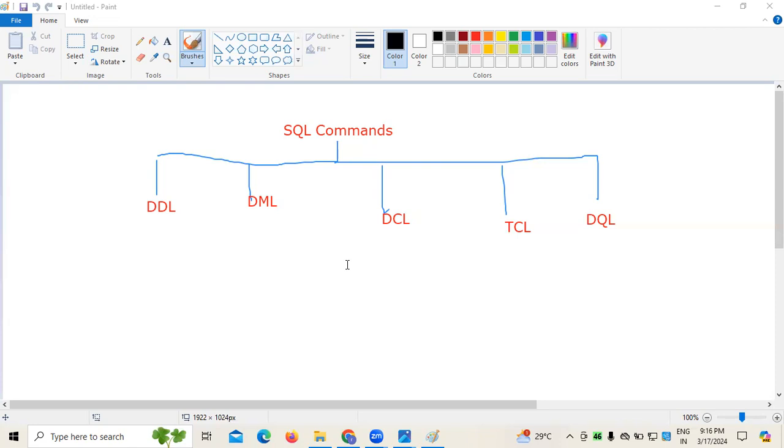Next command is called delete. This is used to remove one or more rows from a table. Next, the third one is called DCL, which stands for DCL.